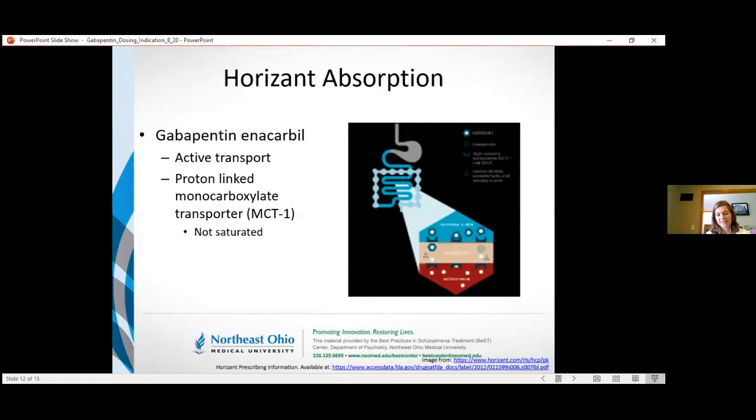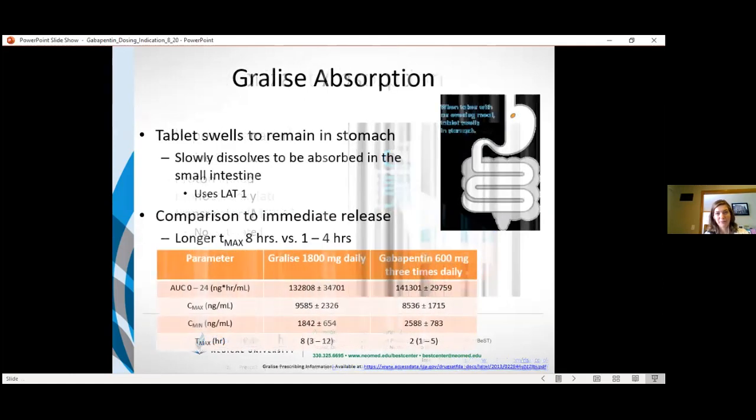So it is an extended release tablet, so it kind of holds on to the gabapentin a little bit, and then is able to release to be absorbed a little bit later in the gut. And that way we don't have that same issue with the dose. So that was one way that they got around it. The other way was with Gralise.